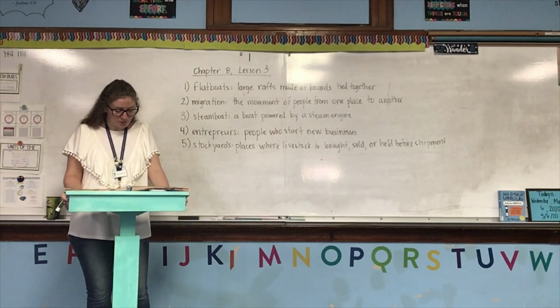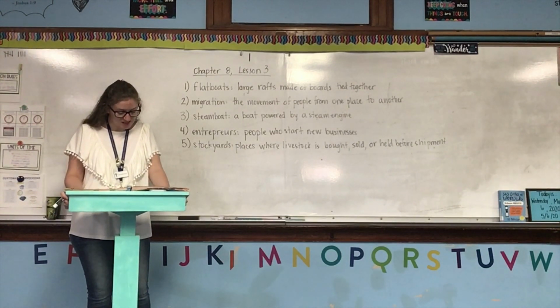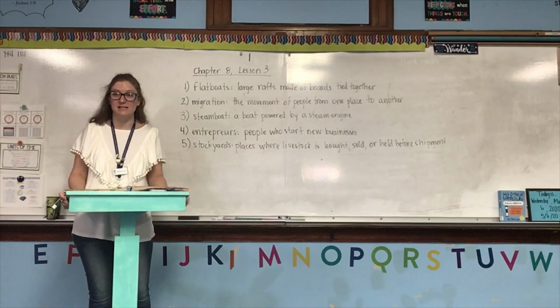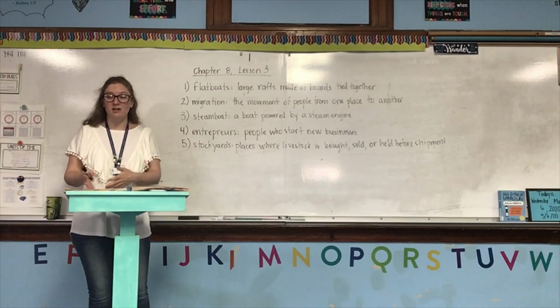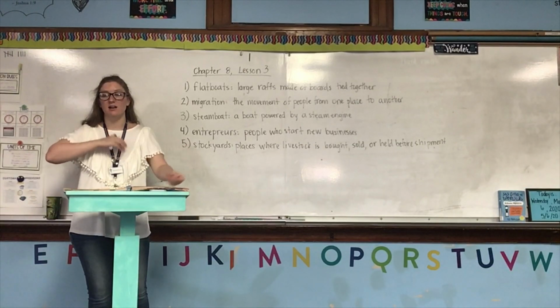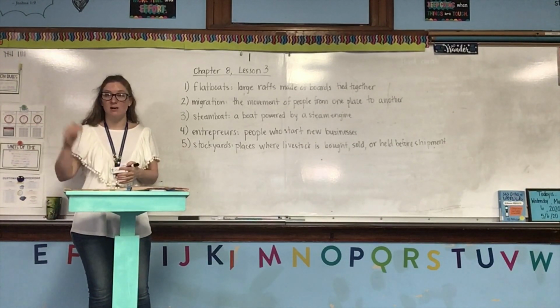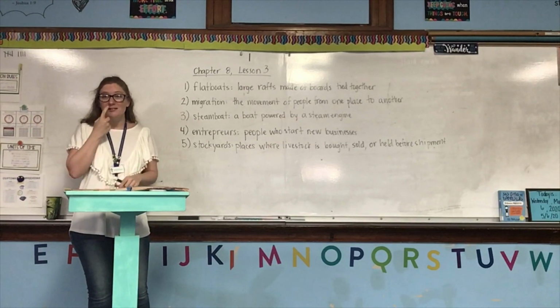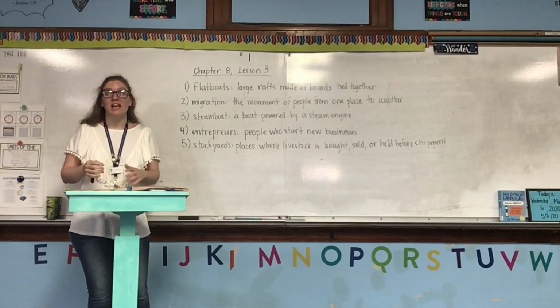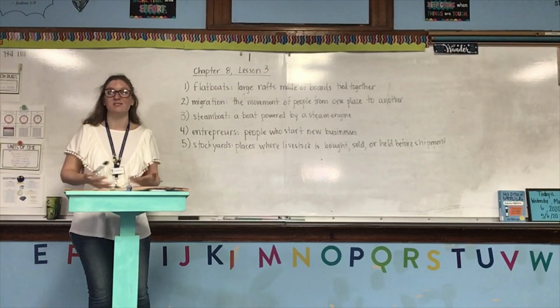From the stockyards, railroad cars took the cattle to cities to be prepared for markets in the east. So once they got to the stockyards, the stockyards had to be near railroads, because then that livestock would be loaded onto train cars to be brought to the East Coast in order to be prepared to be sold, usually as meat.